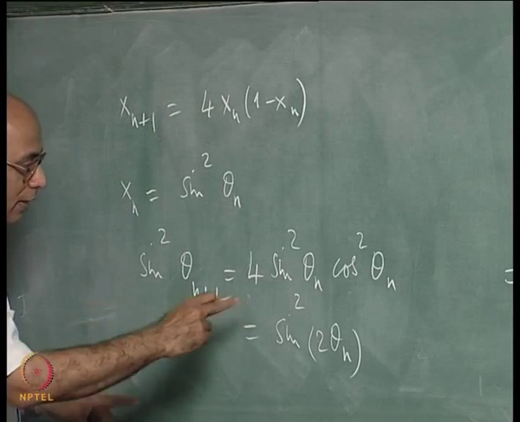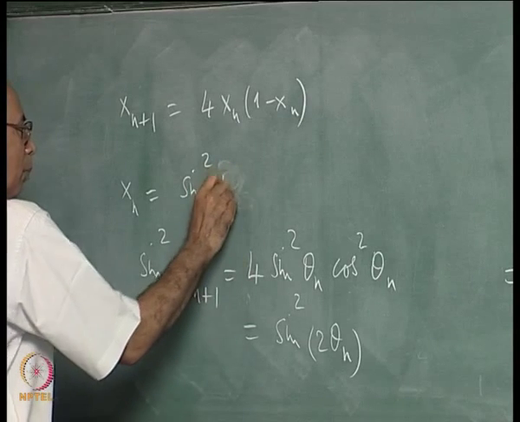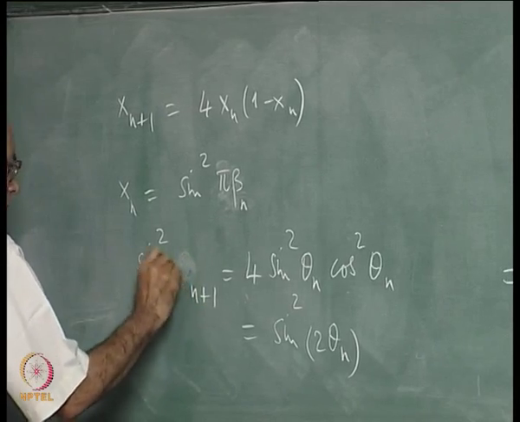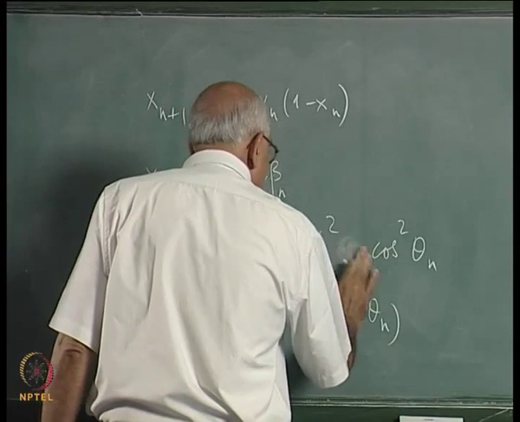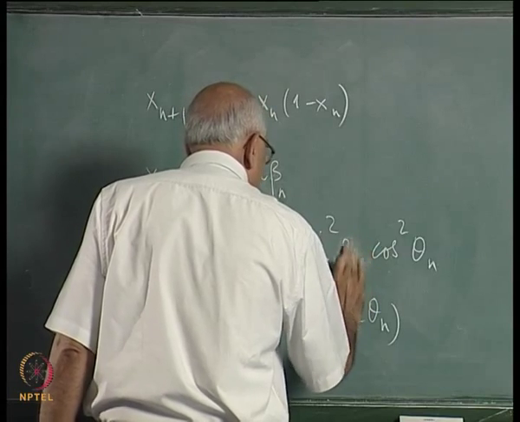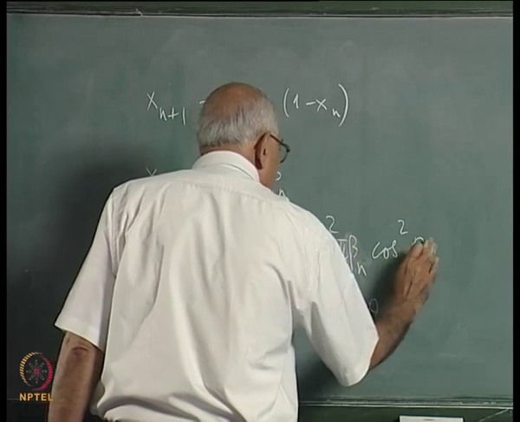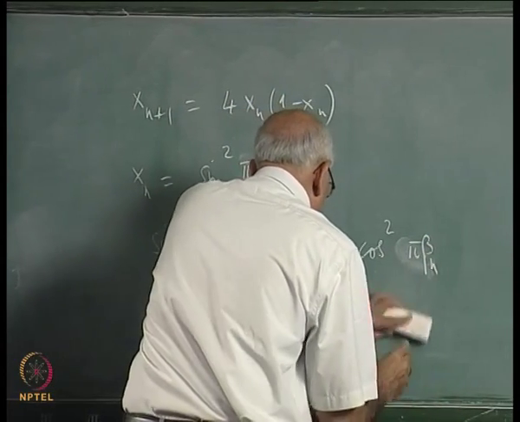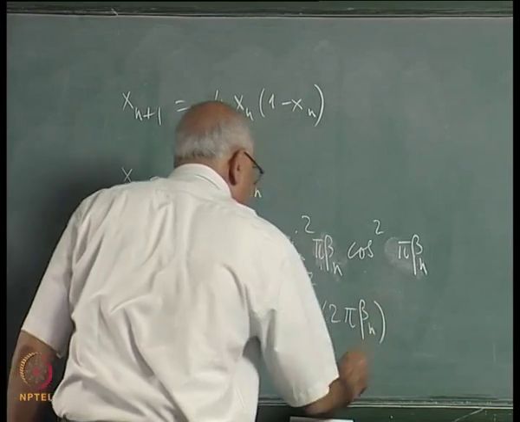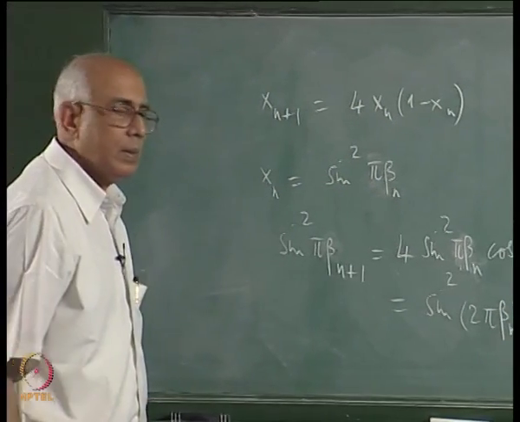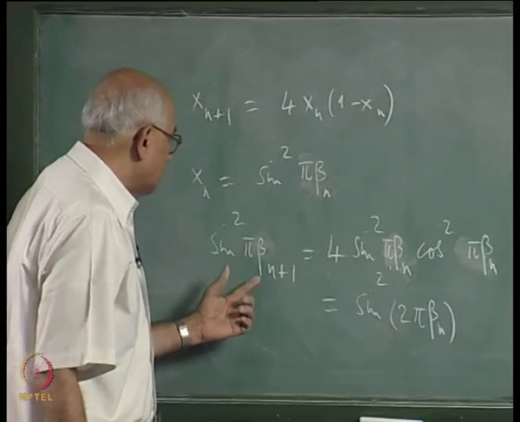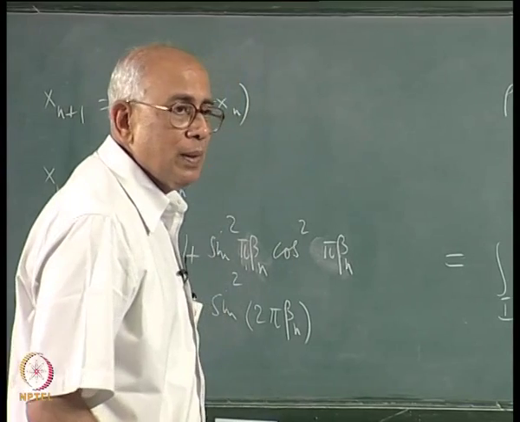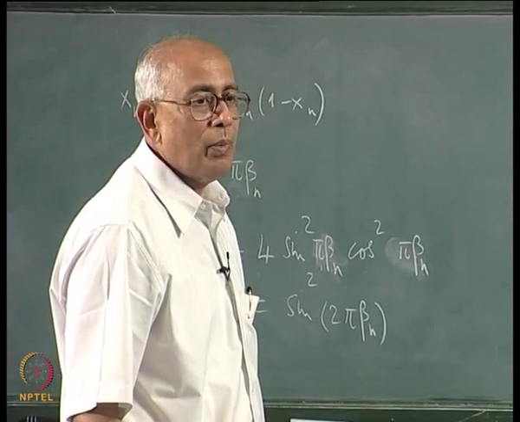If you put in a factor of pi, so let us put sine squared pi beta_n, then sine squared pi beta_(n+1) becomes sine squared 2 pi beta_n. Then it simply says beta_(n+1) is twice beta_n modulo 1, but that is just the Bernoulli shift for which we know the solution.